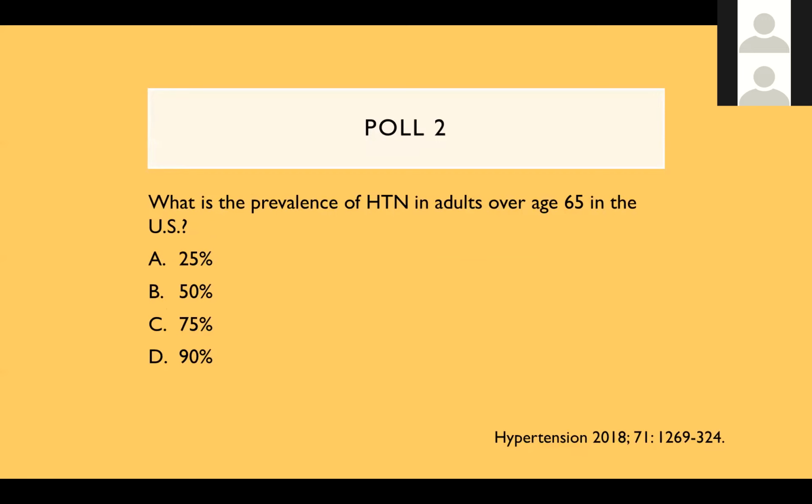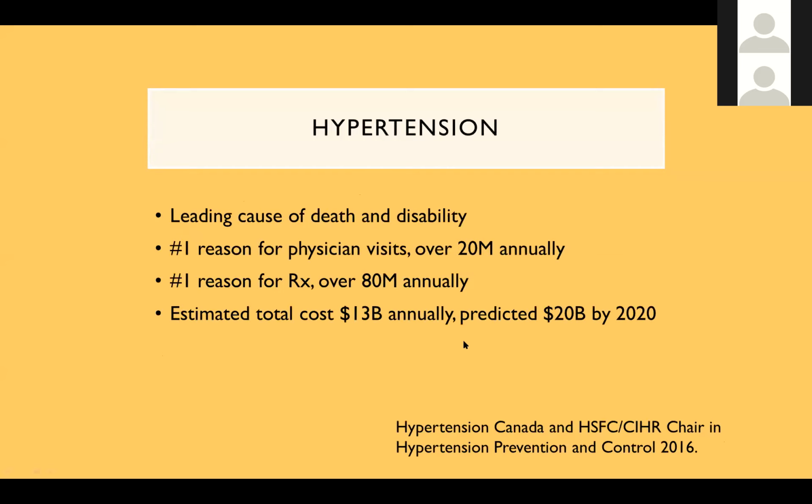This is from a 2018 American Heart Association statistic, but 75% of adults over the age of 65, which I think is quite remarkable. Obviously, we have a bit of a bias where in hospital, almost everybody seems to have hypertension, but to think 3 in 4 of all older adults have hypertension is quite remarkable.